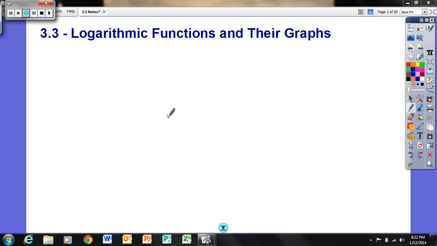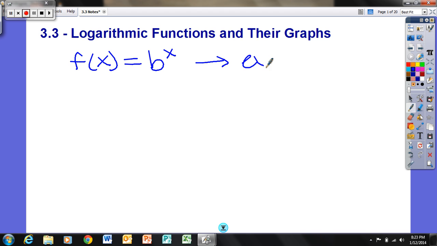Alright, this is going to be section 3.3, logarithmic functions and their graphs. So remember, in the last section we called an exponential function f of x equals a times b to the x, or anything that's in the form b to the x, an exponential function, right? Logarithmic functions are the inverses of exponential functions.